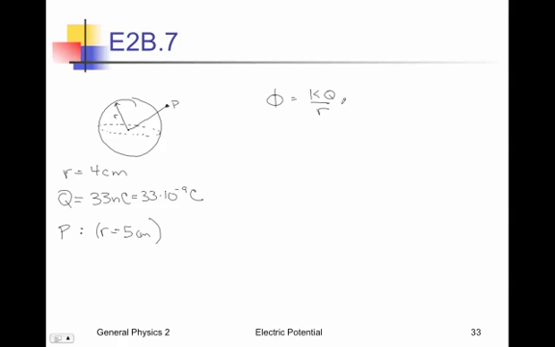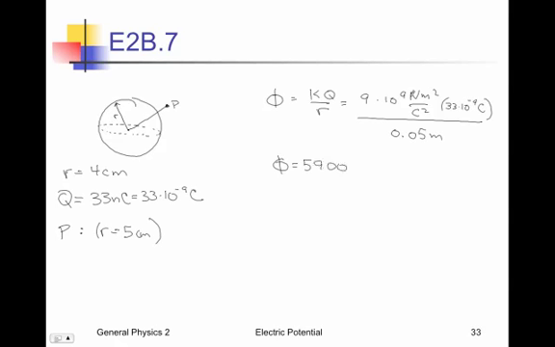So we'll plug numbers in, and we get 9 times 10 to the 9th newton meters squared per coulomb squared, times 33 times 10 to the minus 9 coulombs, divided by 0.05 meters. And when we plug the numbers in, phi is equal to 5,900. Now let's look at our units.